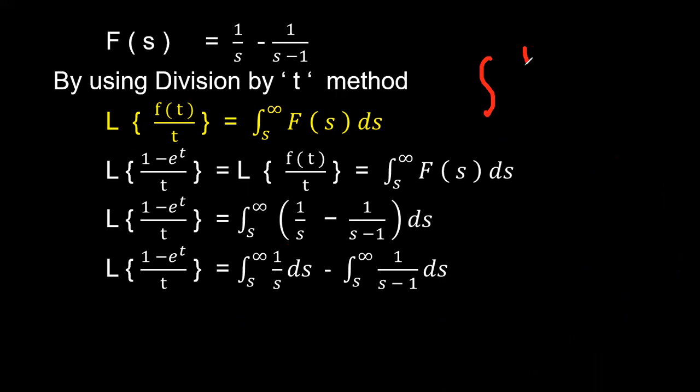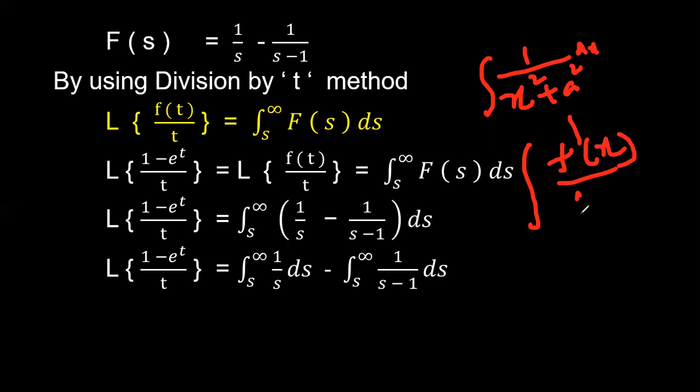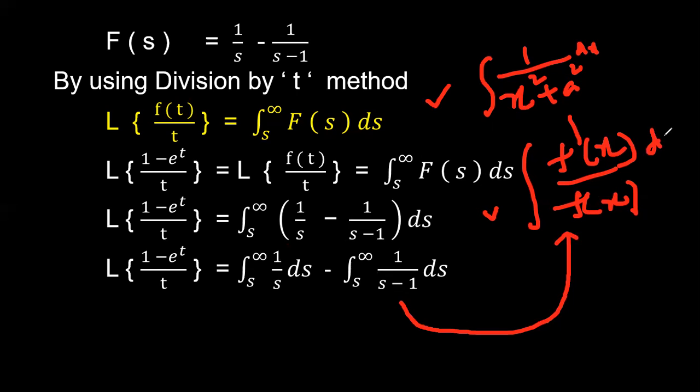the form of integration 1 by x square plus a square into dx, or it can be integration of f dash x by f of x, or some other form. So in the division by t method, the equation can be present either in this form or in this form in order to get the simplification of this type of integration. So if you see this equation, this is also the same as this type of formula, that is nothing but f dash x by f of x.